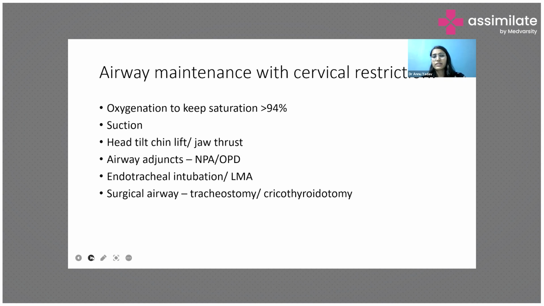Now, if there is a situation where we are not able to go ahead, there is a lot of facial trauma, you cannot see anything inside, and you are not able to go for laryngeal mask LMA insertion or endotracheal intubation, then we can go for a surgical airway as well. In surgical airway, cricothyroidotomy is what we usually do in a state where we cannot ventilate the patient and cannot intubate the patient. In that scenario, we can go for cricothyroidotomy followed by tracheostomy.